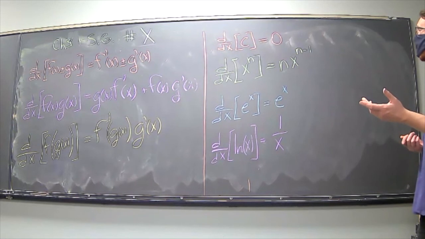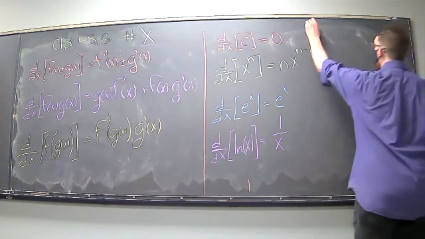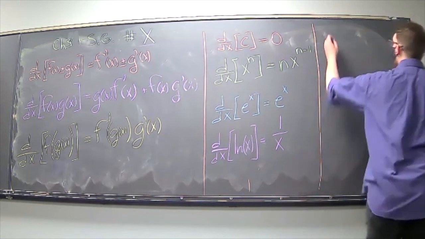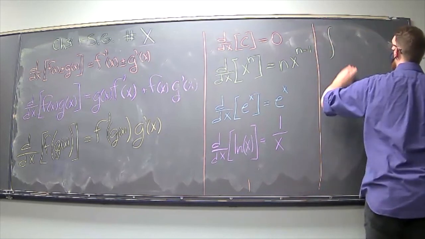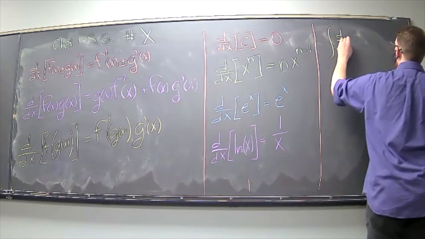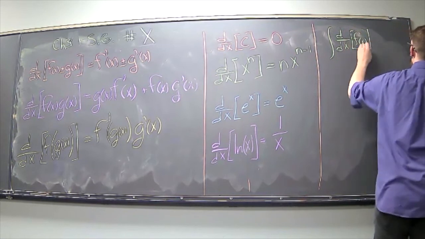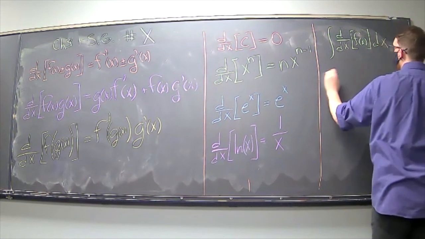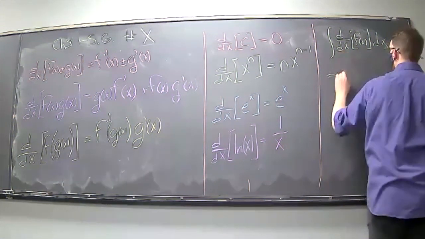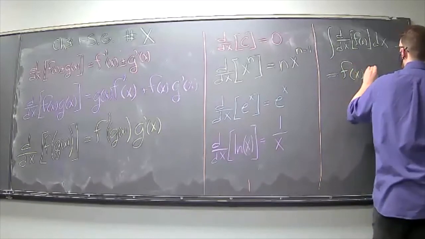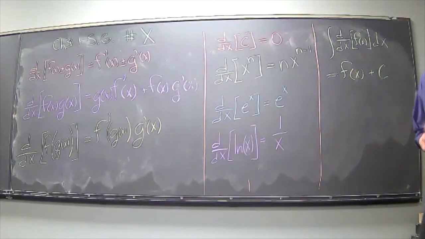So with that in mind, the integral of the derivative of a function, well, that just undoes the derivative, right? What else was there? I think this was the big stuff by and large, right?